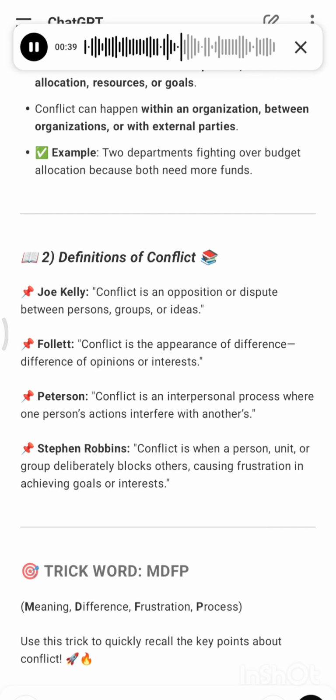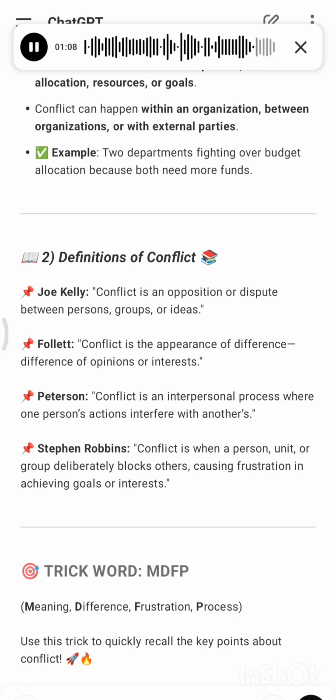Definitions of conflict. Joe Kelly: conflict is an opposition or dispute between persons, groups, or ideas. Conflict is the appearance of difference of opinions or interests. Peterson: conflict is an interpersonal process where one person's actions interfere with another's. Conflict is when a person, unit, or group deliberately blocks others, causing frustration in achieving goals or interests.